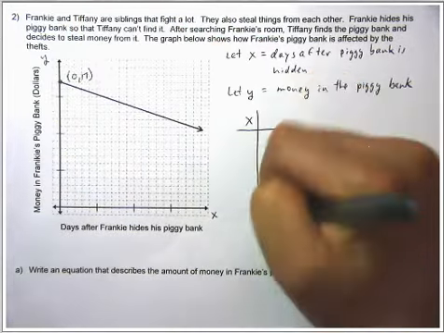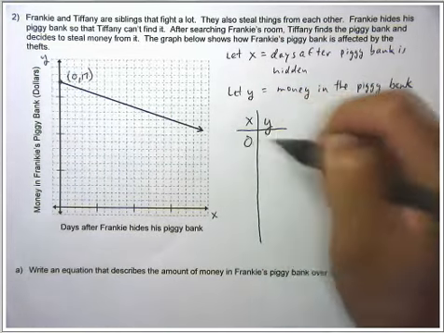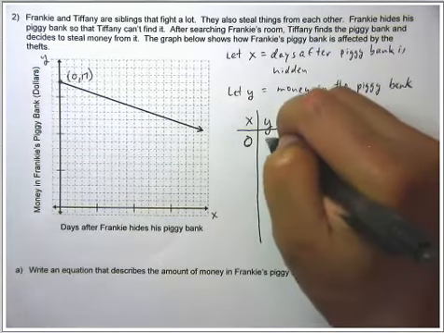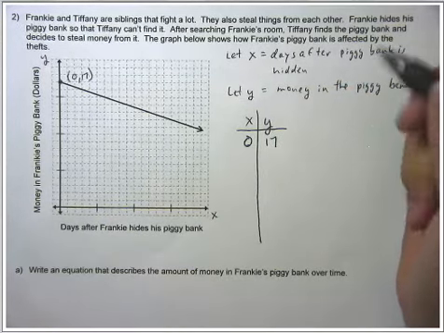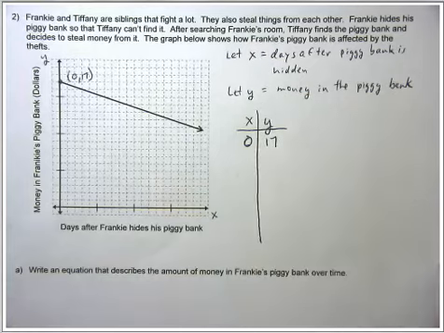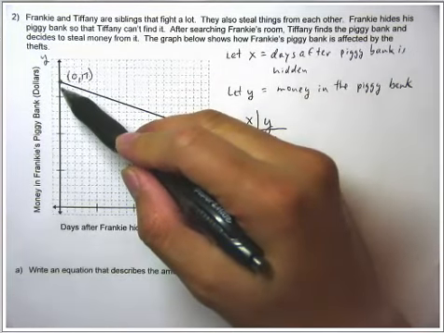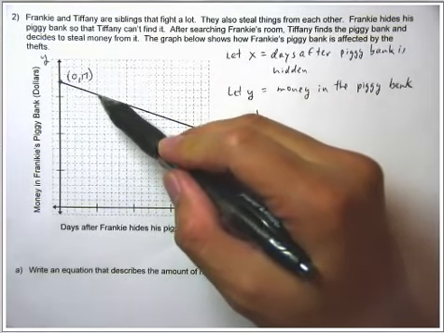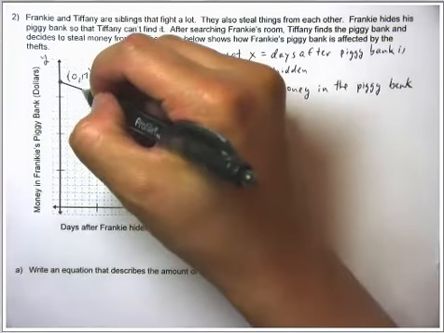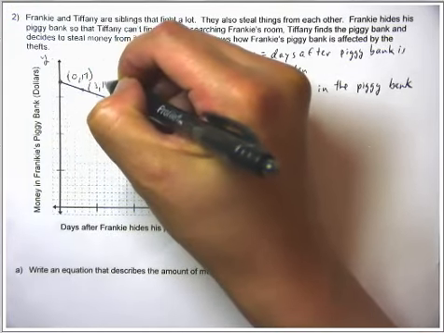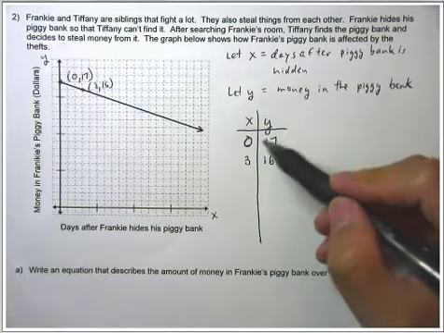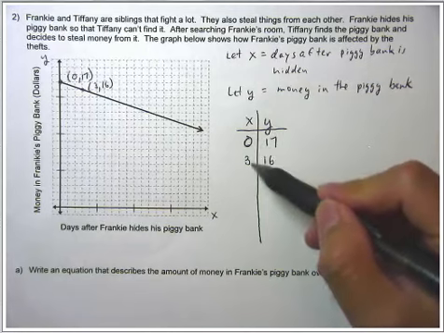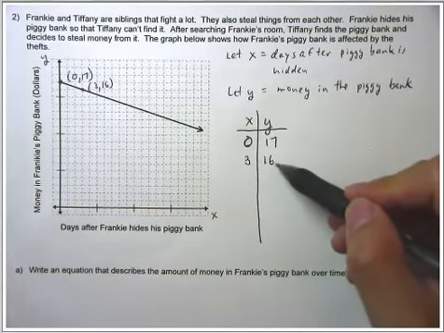So in our t-chart, we can record that. In the very beginning, day 0, there were $17 in the piggy bank. And if we look carefully at our graph, we can see that it's going down kind of slowly here. So this point here is (3, 16). So what does that mean? That means after 3 days Tiffany steals $1. It's going down from 17 to 16.